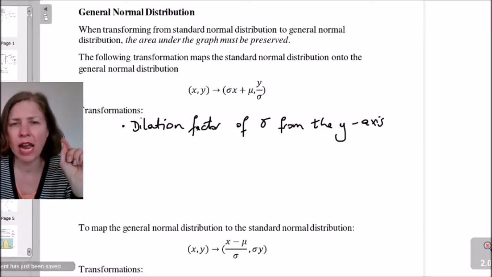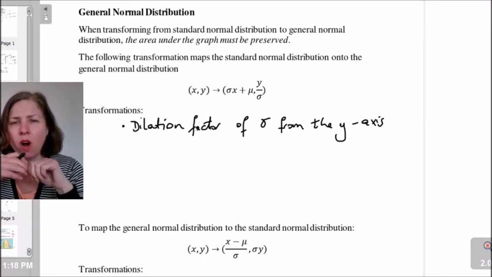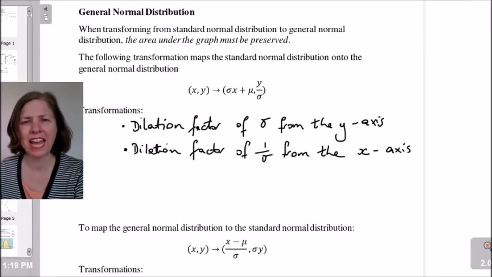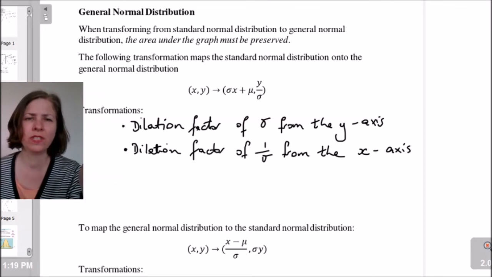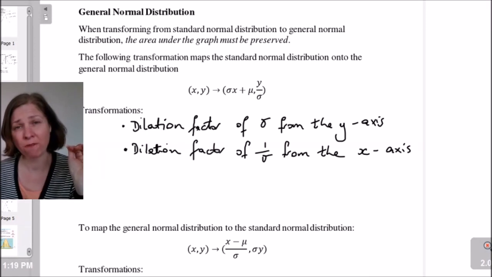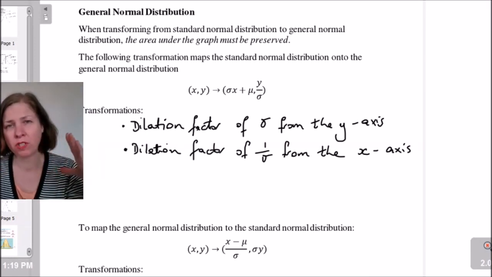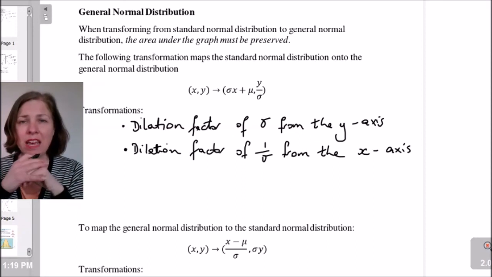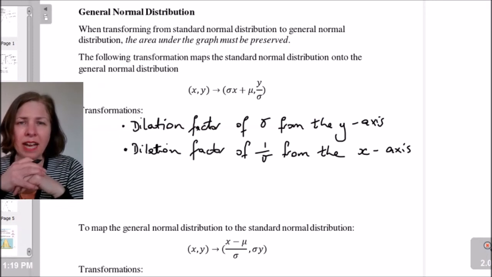And then if you look at y becomes y over sigma. So that means that I am dilating there by a factor of 1 over sigma. So my dilation from the x-axis is a factor of 1 over sigma. Now I need to do that vertical dilation in order to keep the area under the graph the same. If I change my horizontal lengths by sigma, then I need to change my vertical lengths by 1 over sigma, so that when I multiply them together to make an area, they will multiply to give me 1. So my total area is preserved, it stays the same.